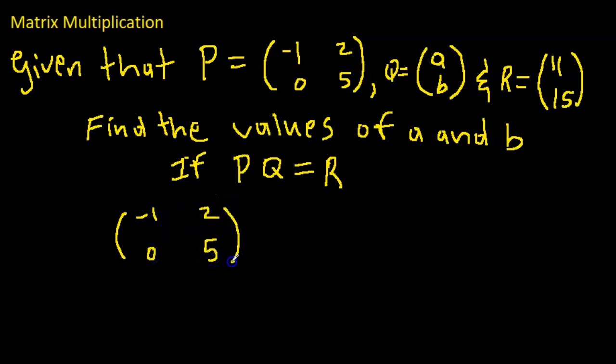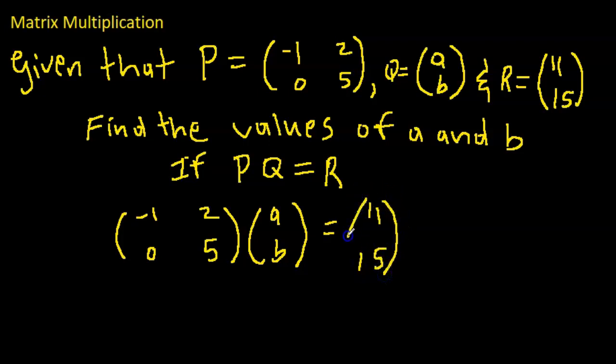to Q, Q is [A; B], you get your result into R. And what is R? 11, 15, right? Good. So P times Q is equal to R. Now let's do the expansion. Let's do the multiplication.